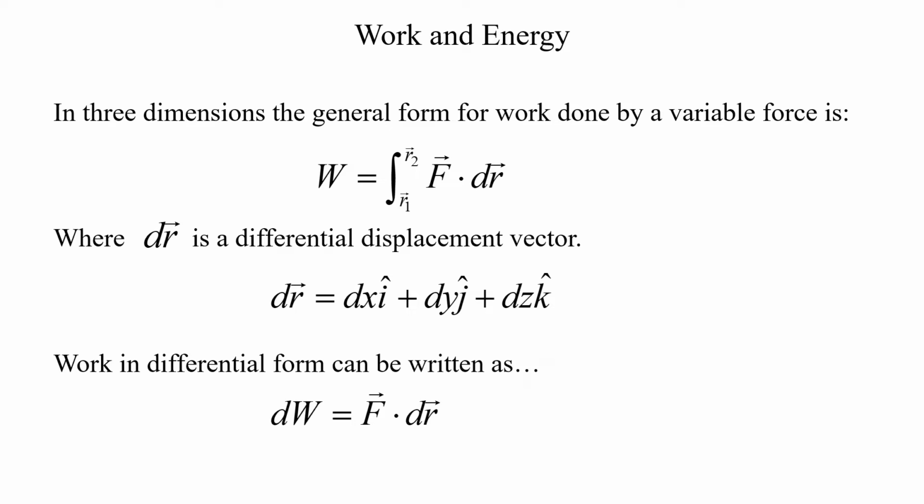We can also write this in differential form, so we get dW is F dot dr. So we could use either one. Now notice that if the force is constant, we can pull it out of the integral, and then the integral just becomes the displacement. So we just get force dot displacement. So this reverts back to our original definition for work done by a constant force. And if our force only varies in x, we get F of x dx.